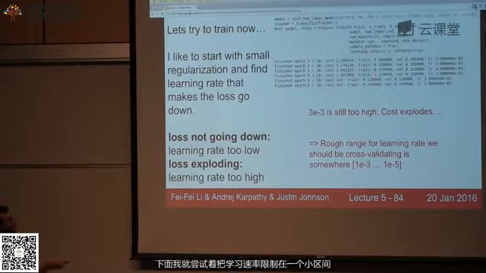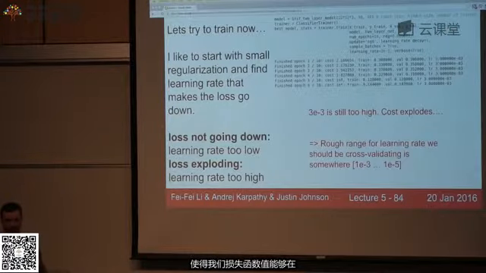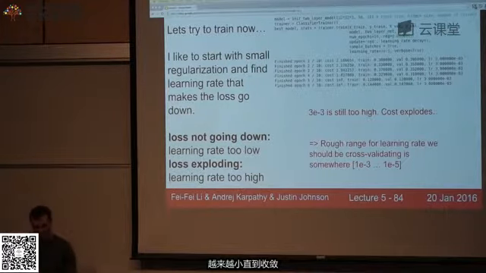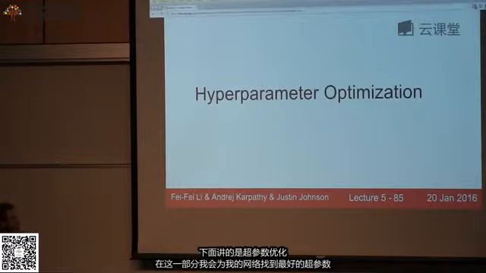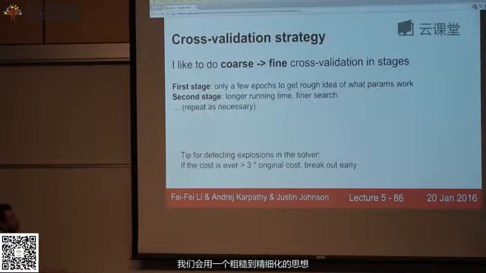Then I try to narrow in on the rough region that actually gives me a decrease in my cost. That's what I'm trying to do with my binary search here. At some point I get some idea about roughly where I should be cross-validating. Hyperparameter optimization: at this point I'm trying to find the best hyperparameters for my network. What I really like to do in practice is a coarse to fine strategy.